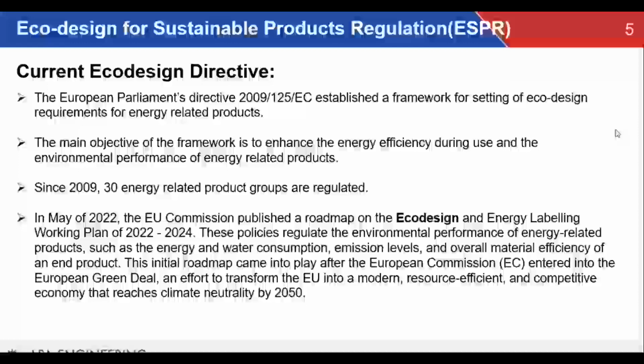In May 2022, the European Commission published a roadmap on the eco-design and energy labeling working plan of 2022 to 24, which covers some new products that the Commission wants to address, such as consumer electronics, tablets, solar panels, etc. These policies regulate the environmental performance of energy-related products, such as the energy and water consumption, emission levels, and overall material efficiency of an end product. This initial roadmap came into play after the EC entered into the European Green Deal. It is an effort to transform the EU into a modern, resource-efficient, competitive economy that will reach climate neutrality by 2050.